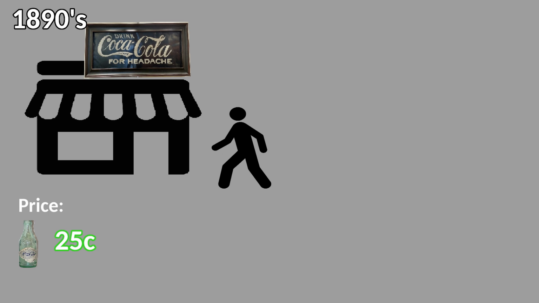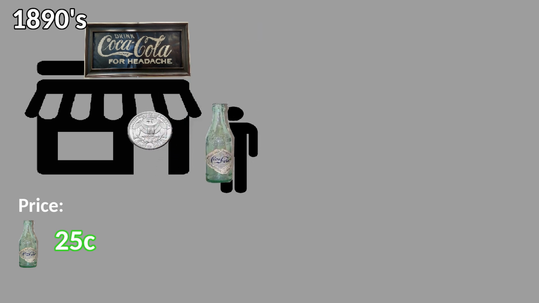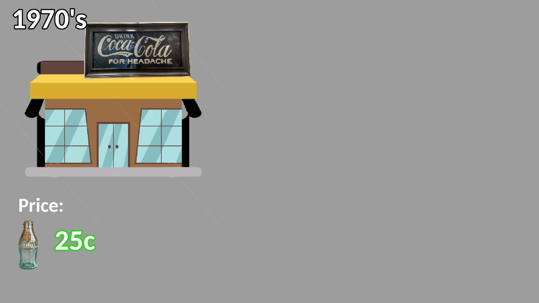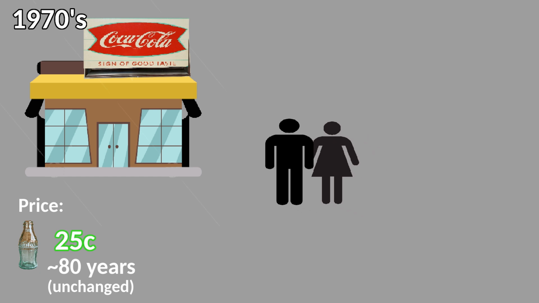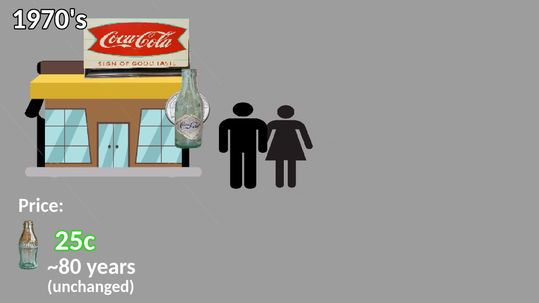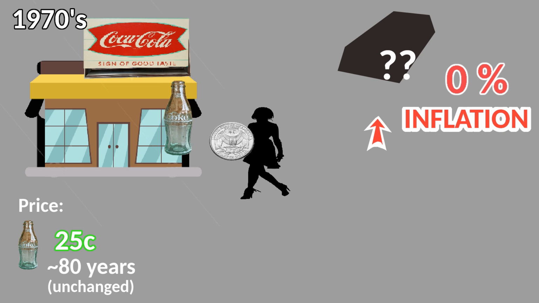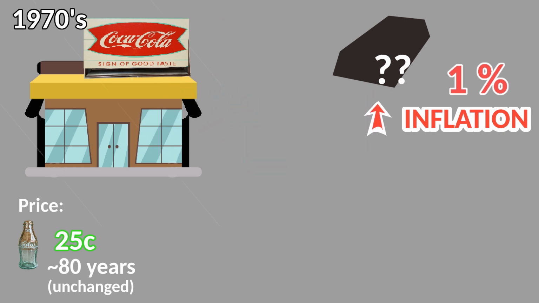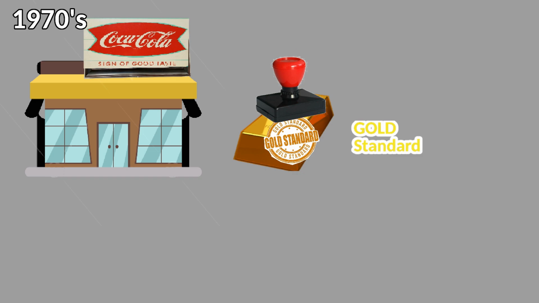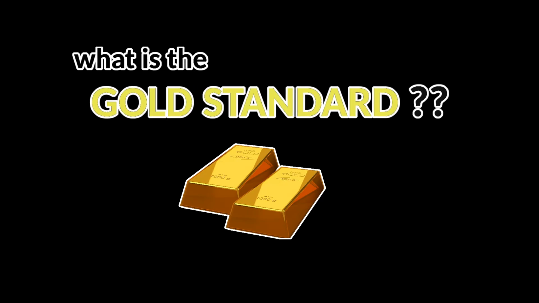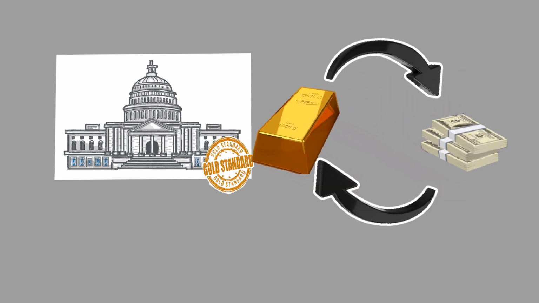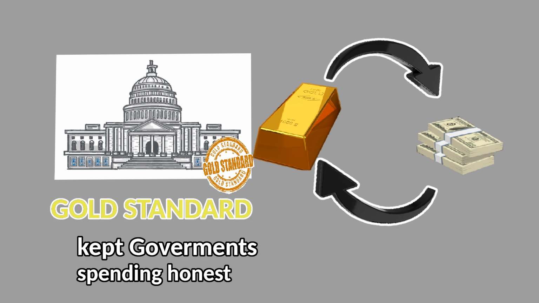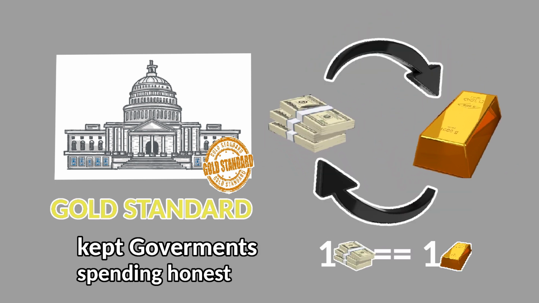From the 1890s, the Coke company started selling their drink, and up until 1970s, the price didn't change much for almost 90 years. How? Because the inflation on those times was low and was capped due to the gold standard. What is the gold standard? When a country is in a gold standard, their money is exchangeable to gold, which means for every dollar bill released, it is backed by gold.